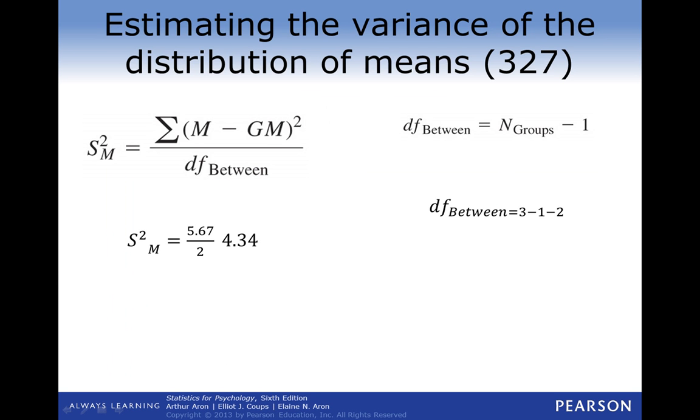Now, to complete this formula, we have to divide it by the degrees of freedom between. The formula for degrees of freedom between is simply the total number of groups minus 1. In other words, we have 3 groups minus 1, which gives us degrees of freedom between of 2. So now our estimated variance for the distribution of the means is 8.67 divided by our degrees of freedom between, which is 2, gives us 4.34.